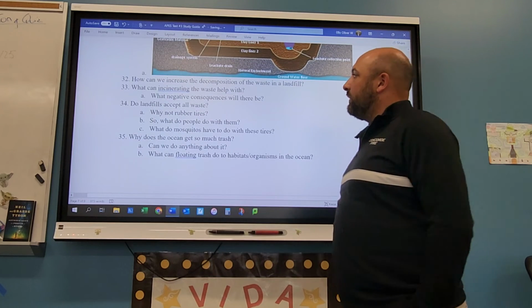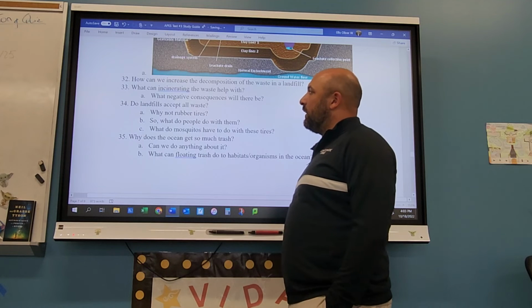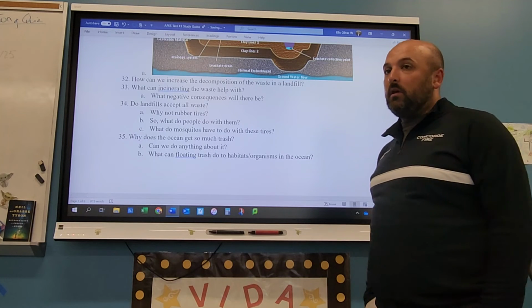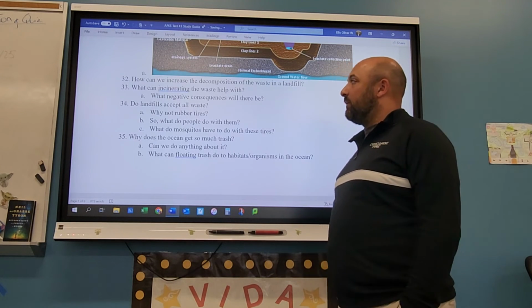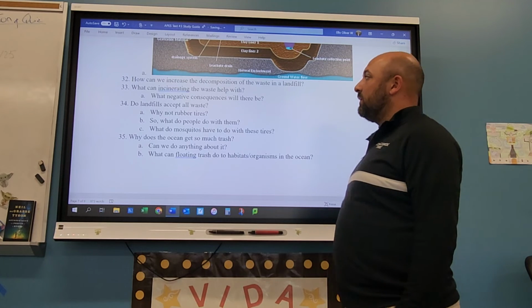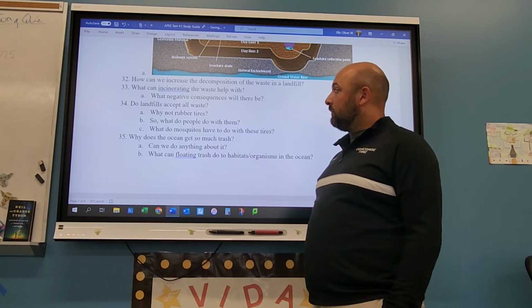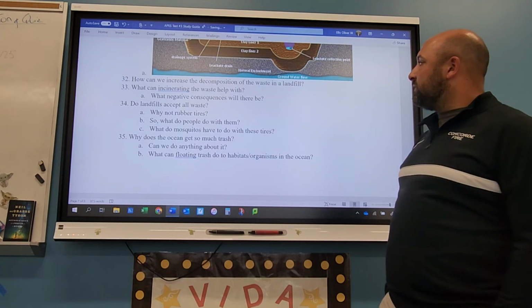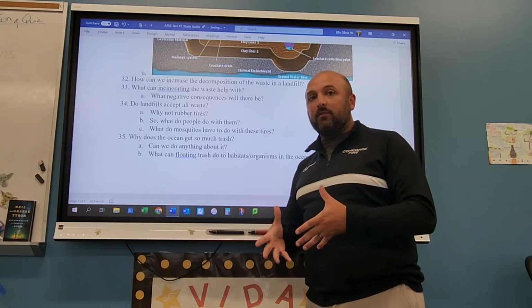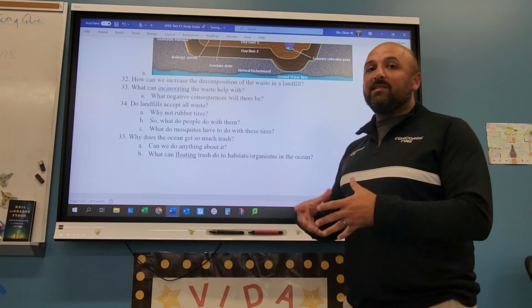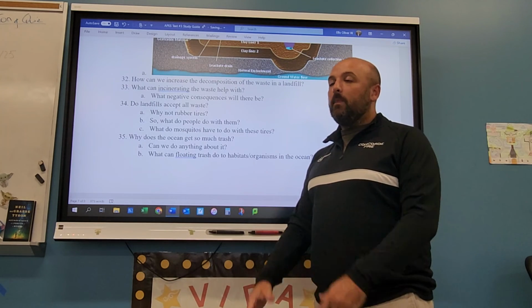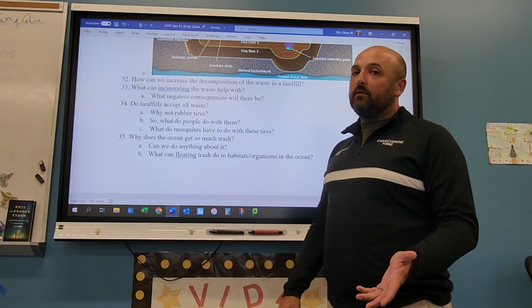Do landfills accept all waste? No, not rubber tires. And why not? Because they can contribute to mosquitoes. And the people who work there would suffer from all those mosquitoes and diseases, so they don't even accept them anymore. So what do people do with them? They just chuck their tires into the forest. And what do mosquitoes have to do with these tires? Well, when water from rain lands in those tires, mosquitoes lay their eggs in the stagnant water, the standing water there, because no one's out there overturning those tires.